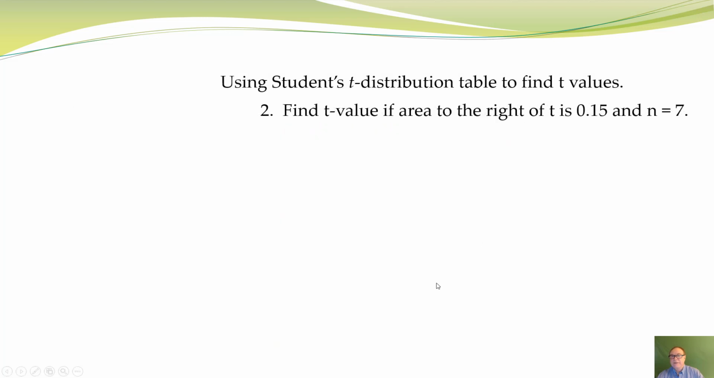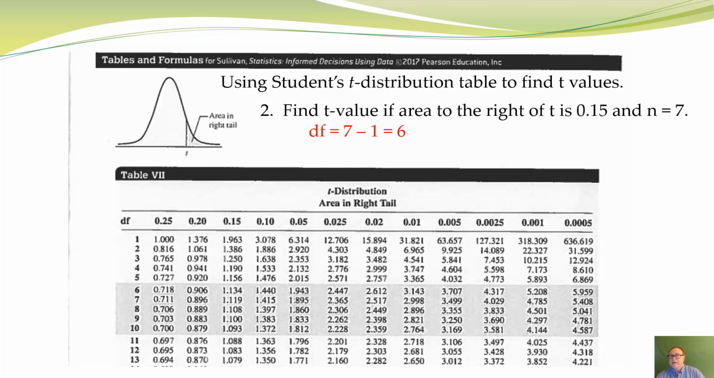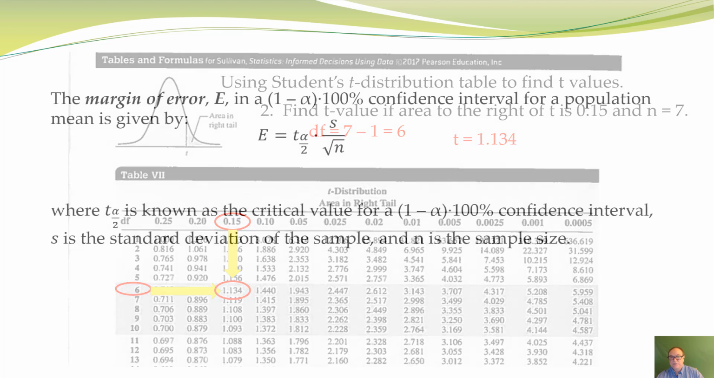Another example. Find the t-value if the area to the right of t is 0.15 and n is 7. So degrees of freedom, 7 minus 1, is 6. Call up the table. Find the area to the right, 0.15. Degrees of freedom, 6. Where that row and that column meet gives you your answer, 1.134 for t. So that's your t-value. This is how we use the student's t-distribution to find t-values.